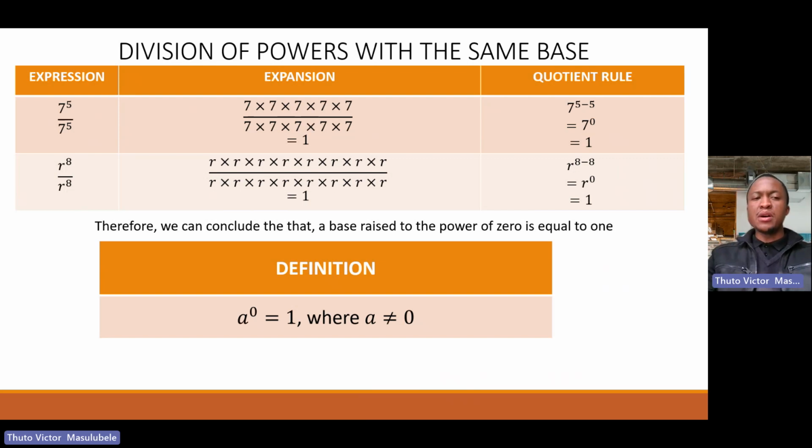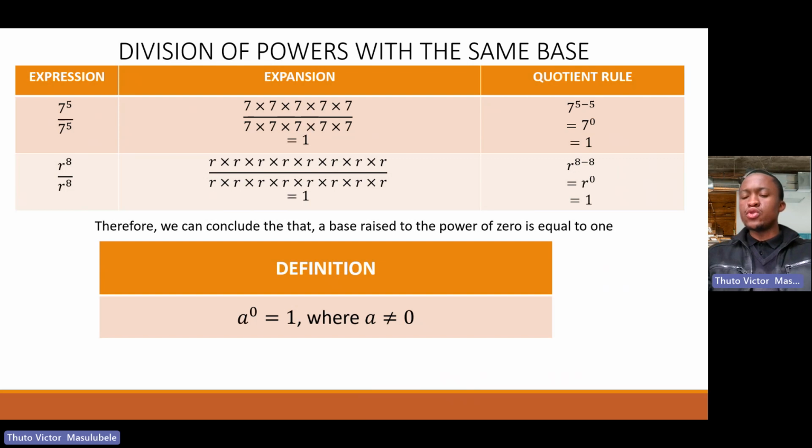1. The same applies with the second example, where we have r to the power of 8 divided by r to the power of 8. Again, you may expand out your factors as r multiplied by itself 8 times, divided by r multiplied by itself 8 times, giving you 1. Or you can simply apply the quotient rule, which is far more convenient, grade 8 learners.